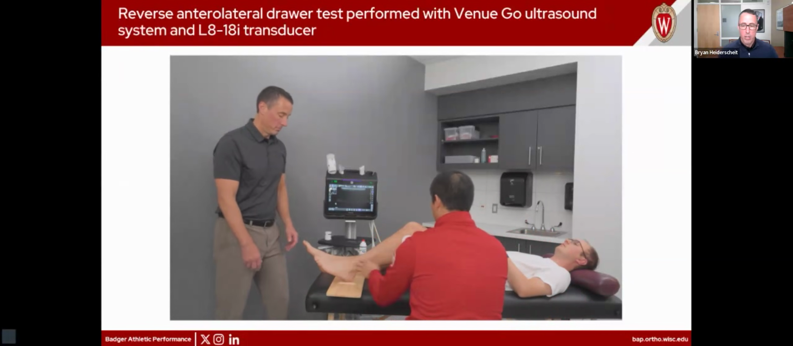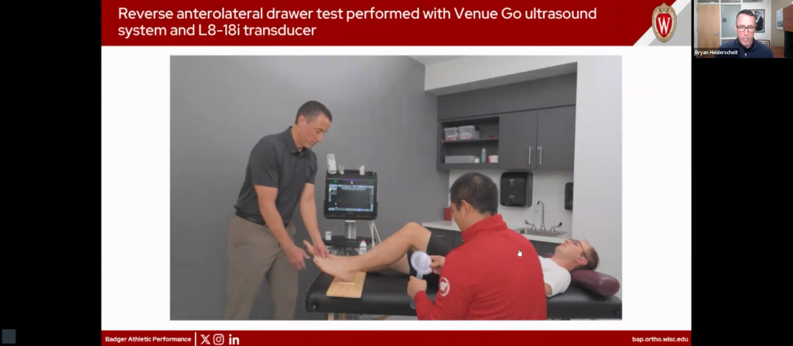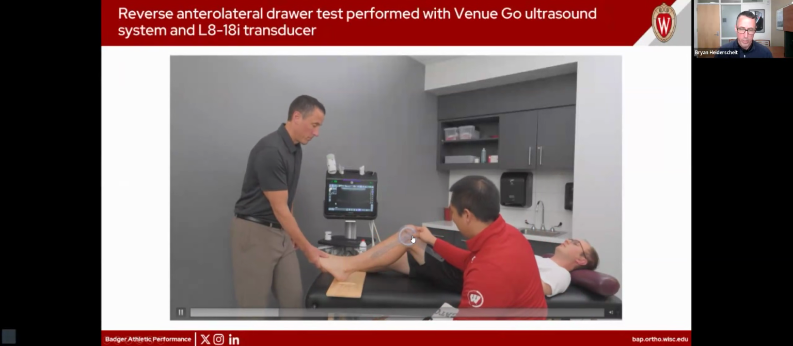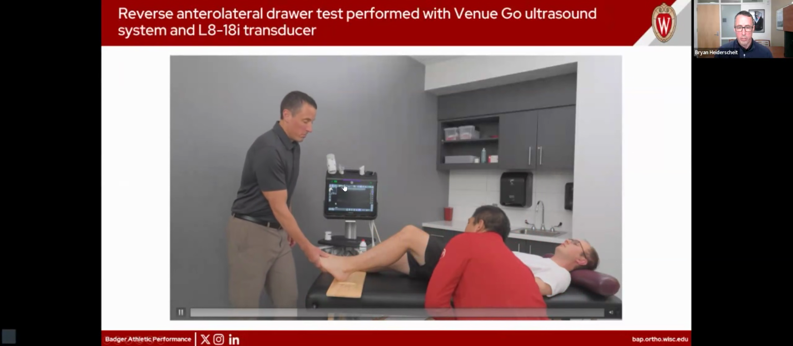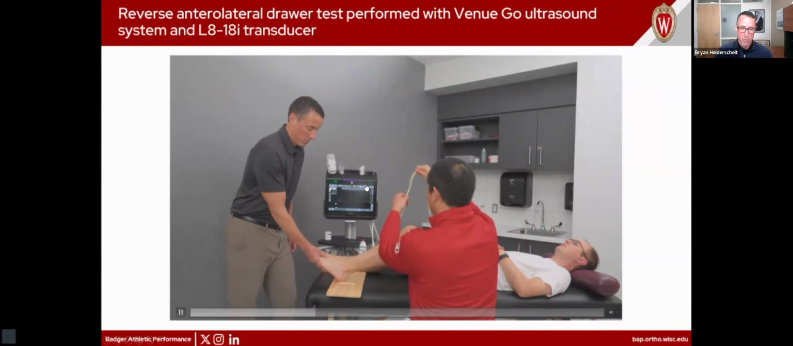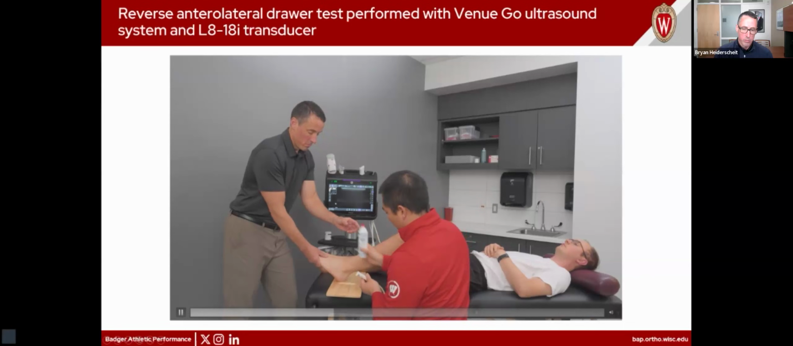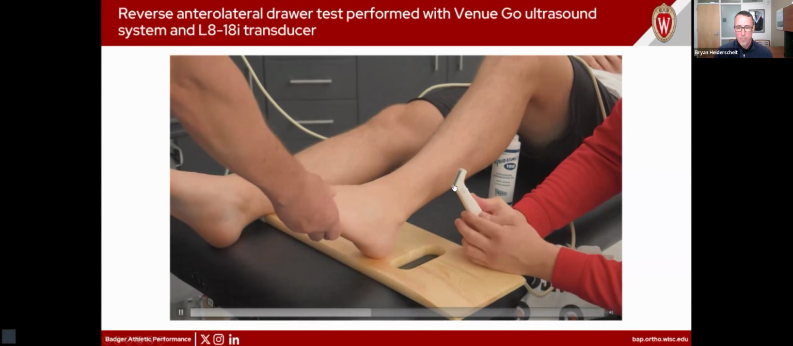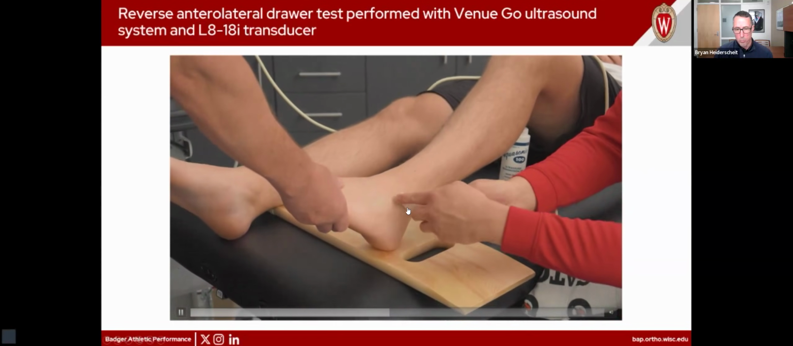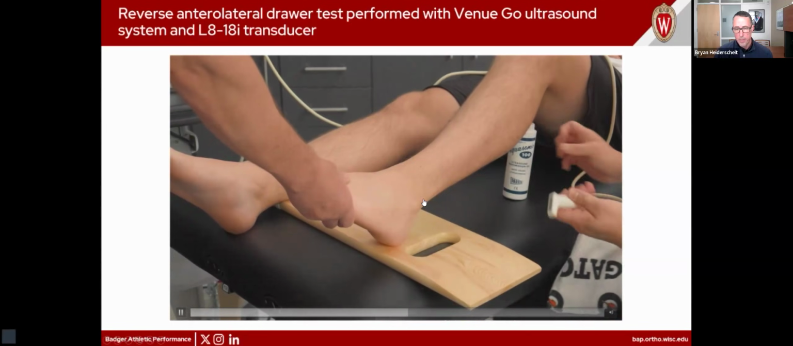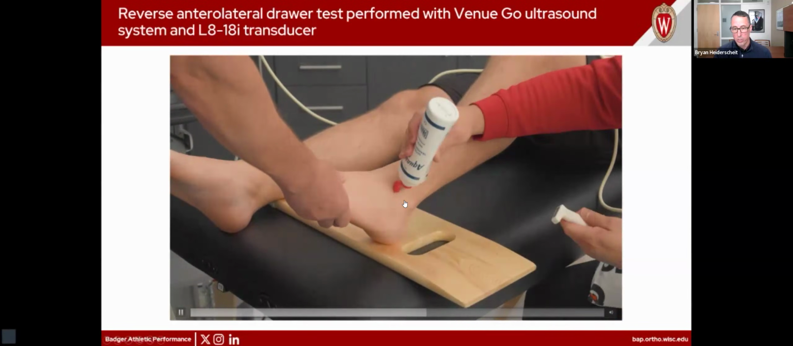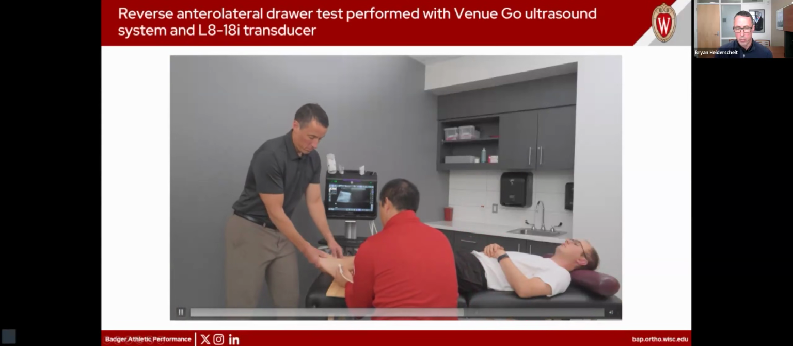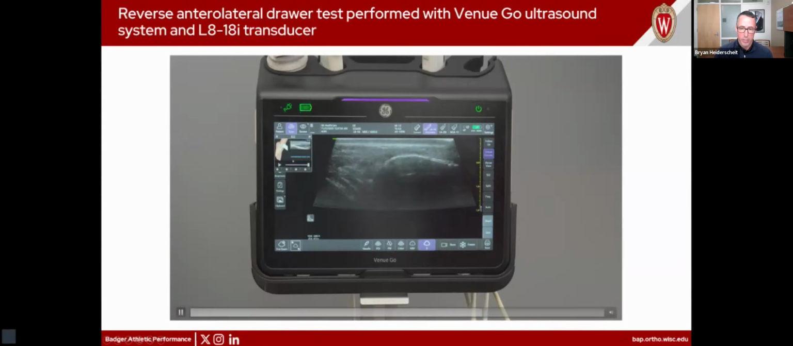So here we have a full video. We have our patient on the table lying supine. The knee is going to be oriented to about 30 degrees of knee flexion. We're using the GE Venue Go system located here with the linear array transducer, the hockey stick, as it's typically called. And you'll notice how it's oriented here, where we place the heel of the transducer at the lateral malleolus. And then we orient it along the location and the anatomy of your ATFL.